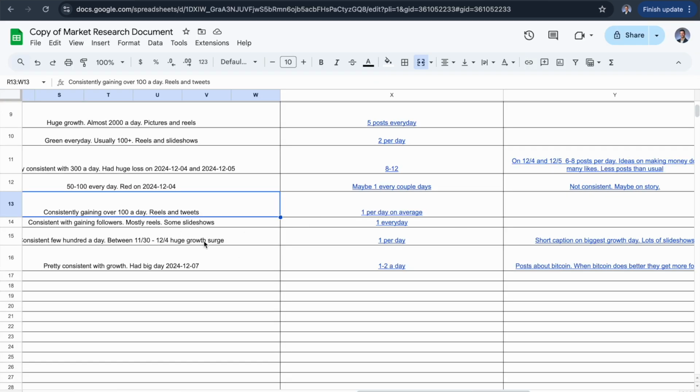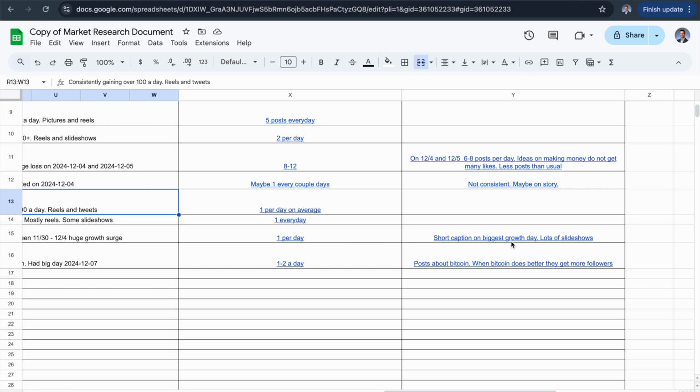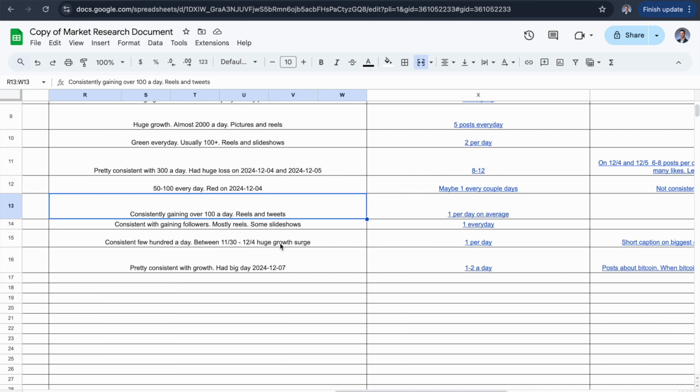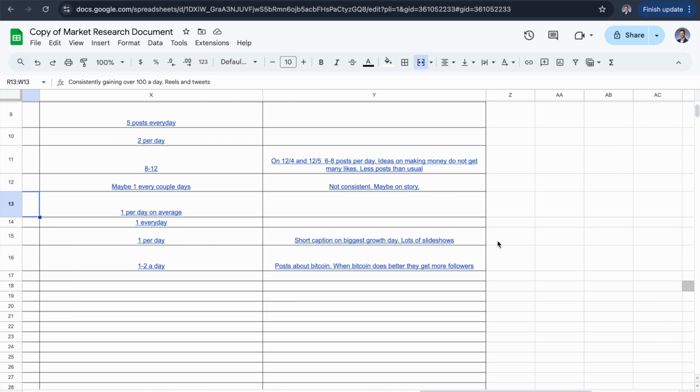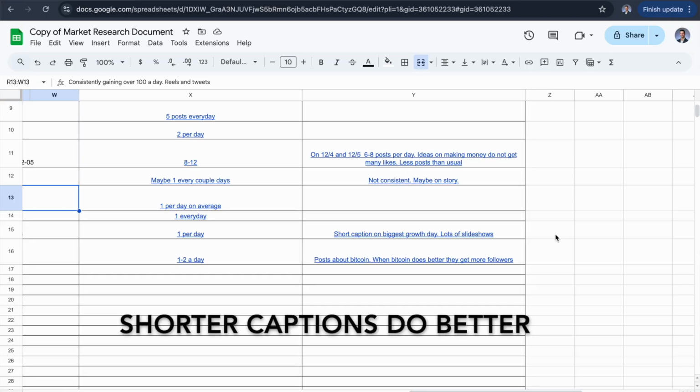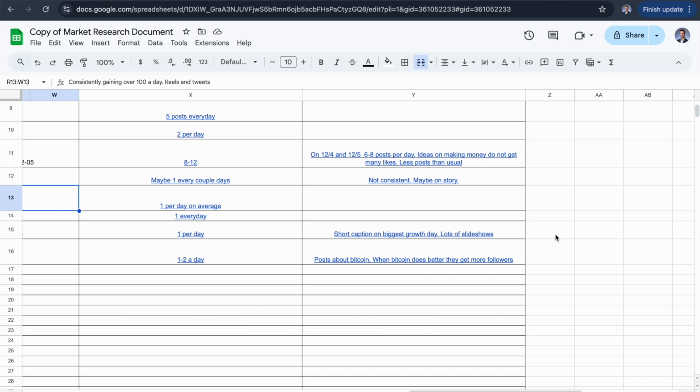One every day, mostly reels, some slideshows, one per day. They had a huge growth surge. Oh, this one was interesting. This page usually puts very long captions, the kind where you have to scroll in order to read the entire caption. Unlike some of these huge growth days, they actually put a short caption. Could just be people don't like to read a lot. So when there's a shorter caption, people will like it more, or people will follow them more. That's just an interesting thing to note down.